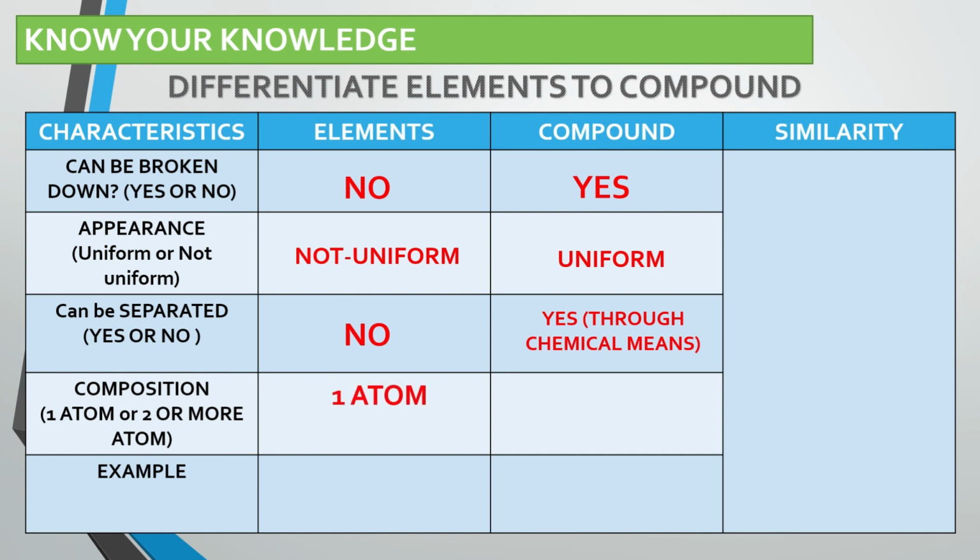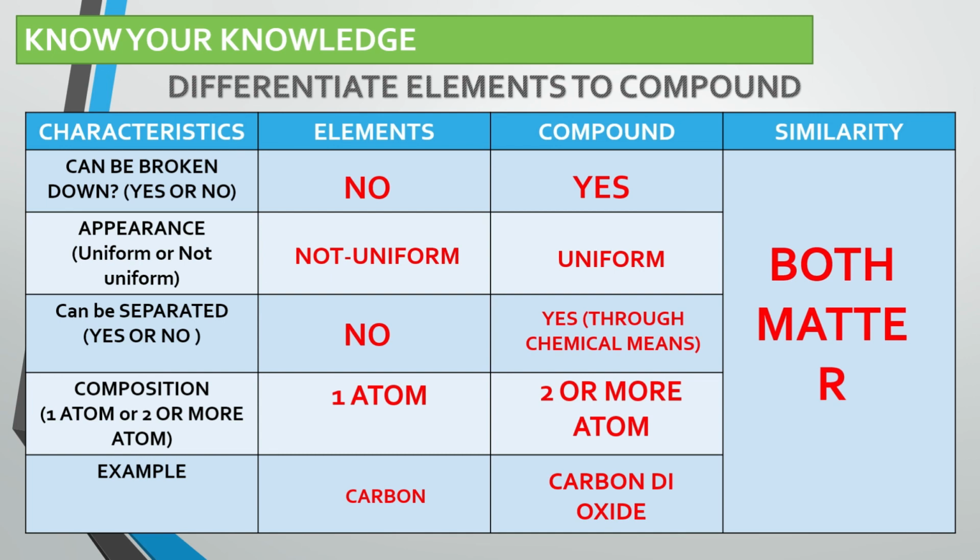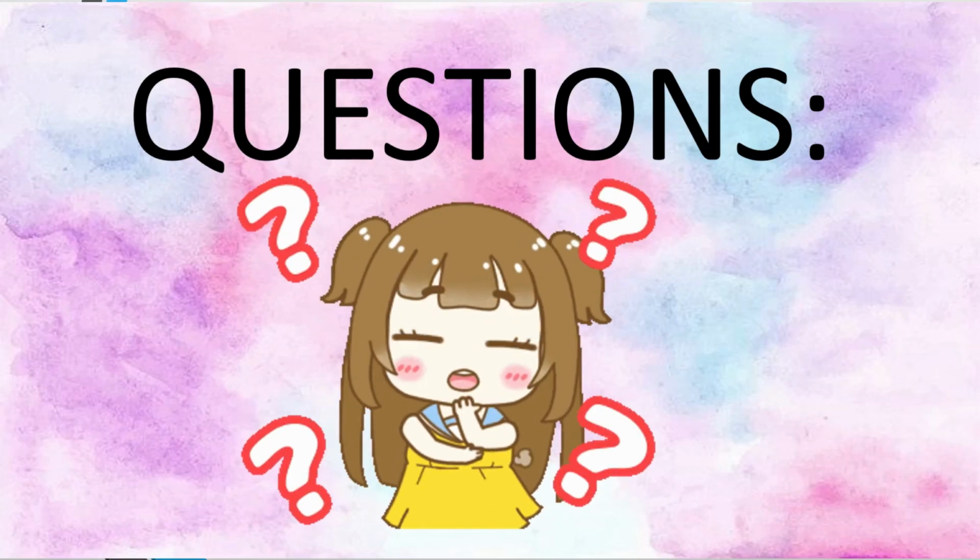Composition? Usually an element contains one atom, but a compound contains two or more atoms joined together to make a single compound. So those two or more atoms can be the same atom, two or more of the same atom, or two or more different atoms. An example of an element is carbon, and an example of a compound is carbon dioxide. They are both matter and they are both pure substances.